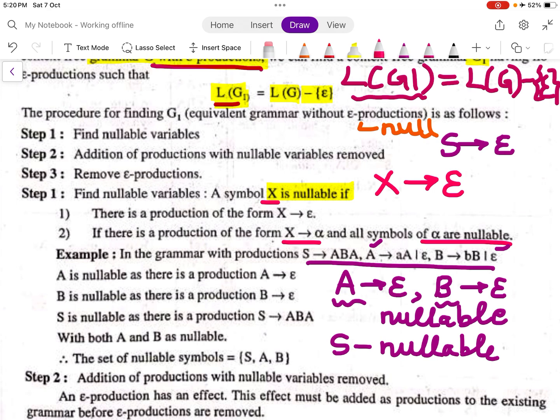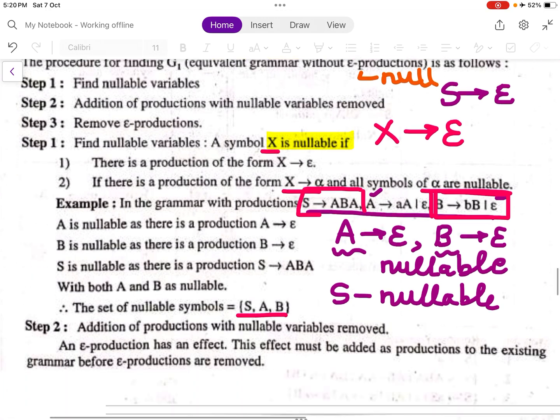So what have they given you? A is nullable as there is a production A goes to epsilon. B is nullable as there is a production B goes to epsilon. S is nullable as there is a production S goes to ABA. So with both A and B nullable, therefore the set of nullable symbols is S, A, B. So we saw B is nullable, A is nullable, therefore S is also nullable.